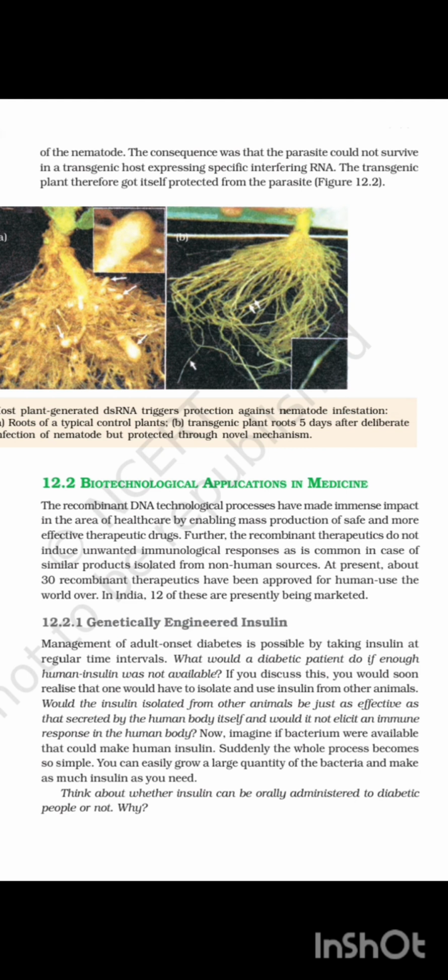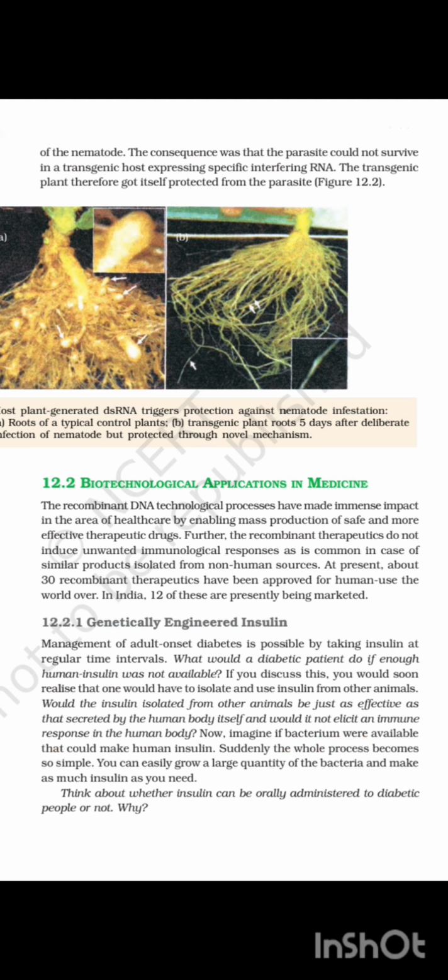12.2.1 Genetically engineered insulin. Management of adult onset diabetes is possible by taking insulin at regular time intervals. What would a diabetic patient do if enough human insulin was not available? If you discuss this, you would soon realize that one would have to isolate and use insulin from other animals. Would the insulin isolated from other animals be just as effective as that secreted by the human body itself, and would it not elicit an immune response in the human body?